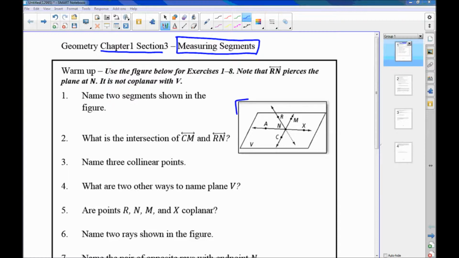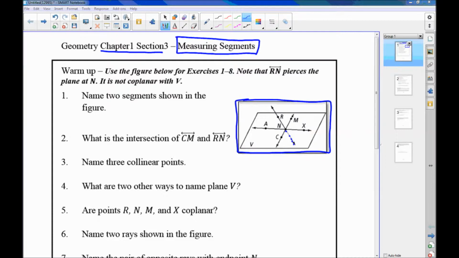So here's my figure. Note that RN pierces the plane at point N and is not coplanar with V. Okay, so it's not coplanar with plane V, and it goes through N there. So that's why this part is dotted looking here, because that's the bottom part underneath the plane. All right, name two segments shown in the figure.